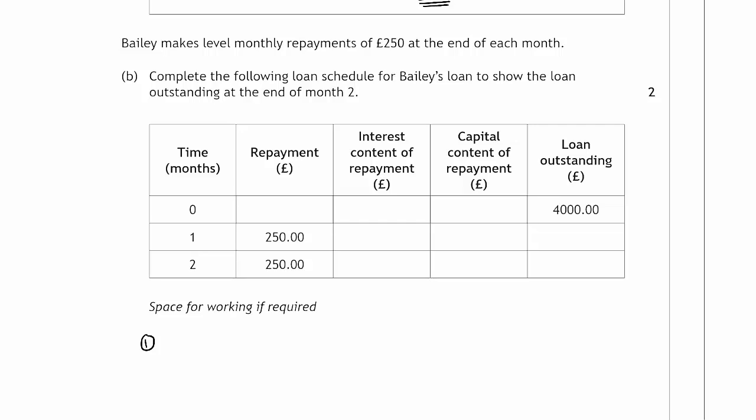So we're going to take the 2.2% of, okay, because interest content of repayment, well, that is going to be the loan outstanding. We're going to take 2.2% of it. Okay, so 2.2% of 4,000, which we're going to go 0.022, and we're going to times that by 4,000. And what that should give you is £88. Okay, so that's the interest that you paid on the loan.